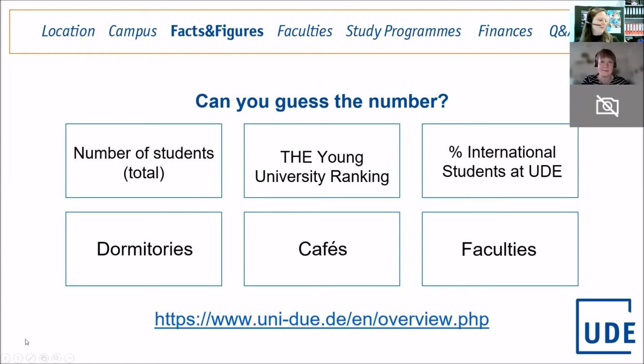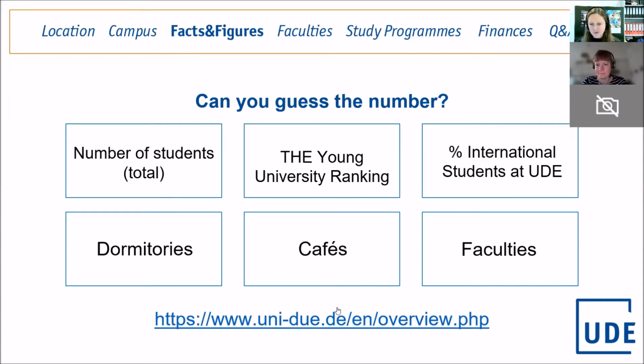Okay, so we're going to move on to some facts and figures. It's a guessing game. Can you guess the numbers? We've got some facts for you, and we were going to see if you would be able to guess the numbers. I think it's going to be difficult if the annotation isn't working. You could write it in the chat. You could have a guess.